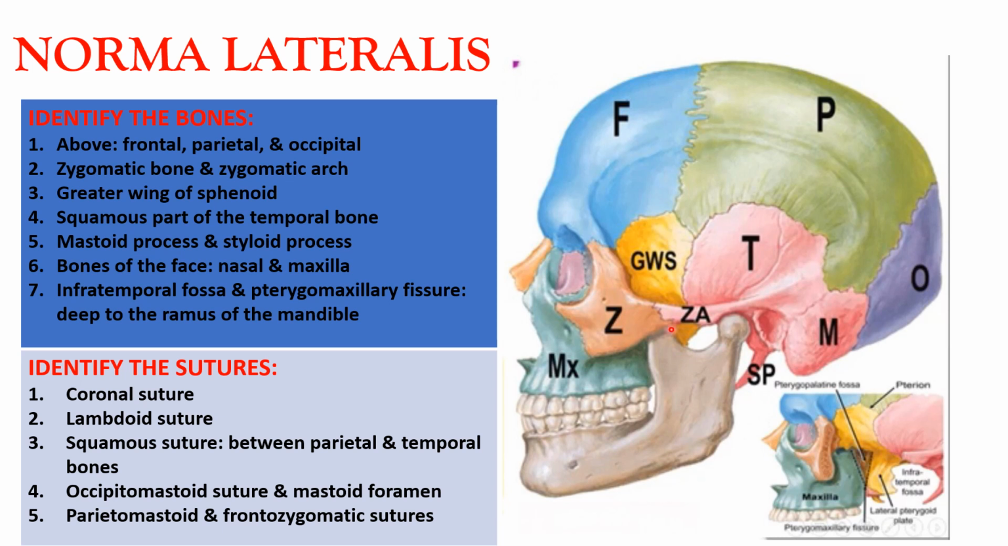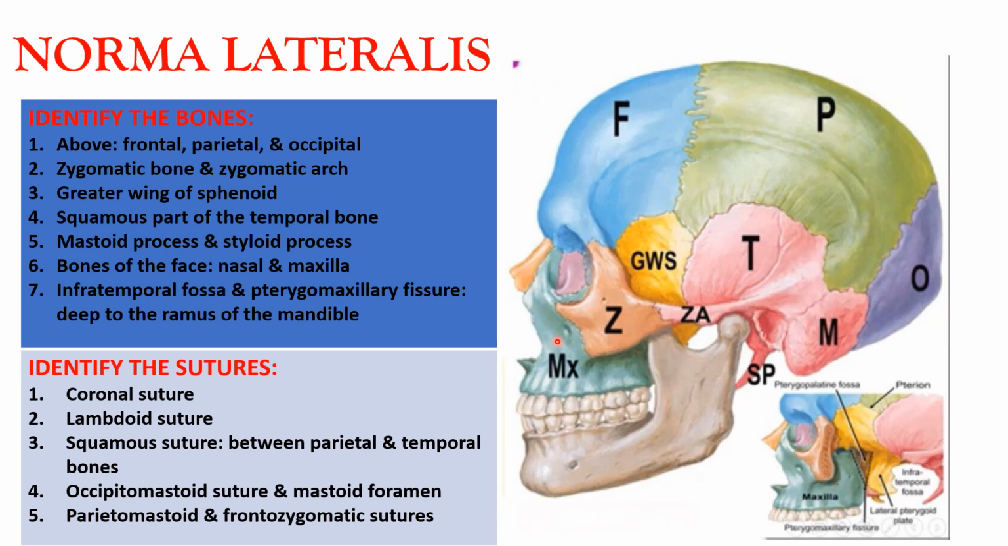Again, let's look at the bones. We have the frontal bone, we have the parietal bone, we have the occipital bone. Okay, we have the greater wing of the sphenoid, we have the squamous part of the temporal bone, this is the mastoid process, and this is the styloid process. This is the zygomatic bone, this is the zygomatic arch. Then we have the nasal bone, and then the maxilla.